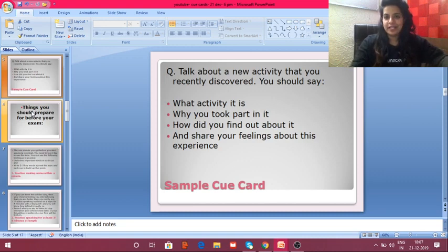Now, what you should think when you get this. So you have to think about a new activity you recently discovered. Now let's take an example. It could be I recently discovered that I like to play piano. And you just think about it. And then what activity is it? The question is answered: playing a piano or a Casio.